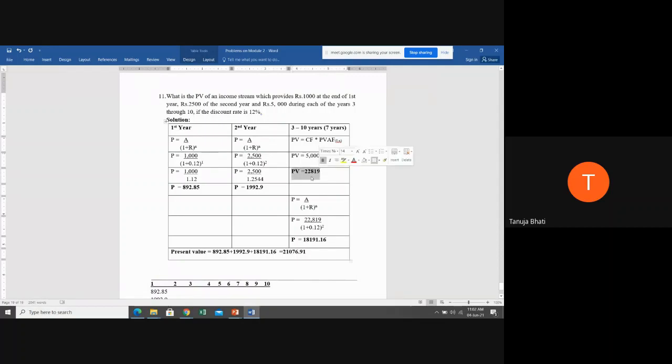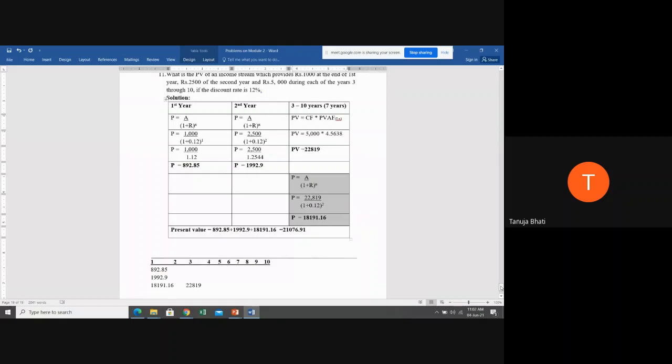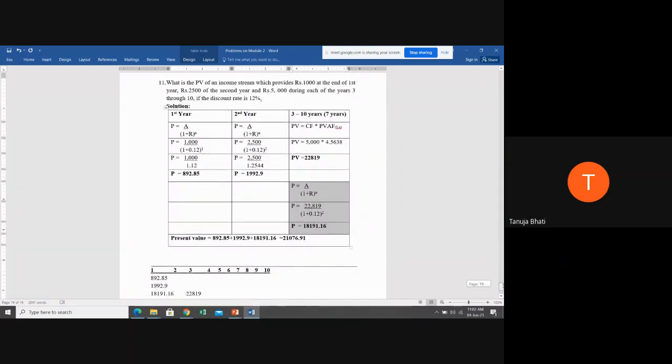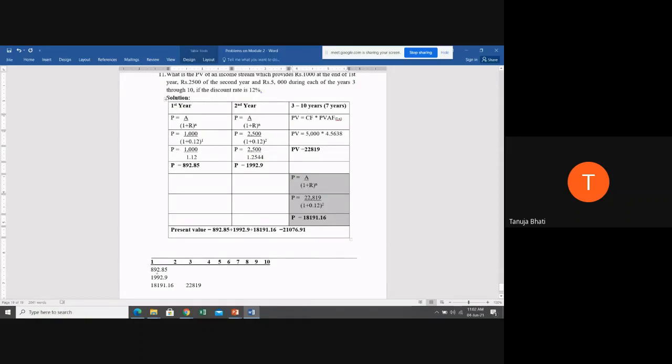Why did we not conclude the answer here itself? Why did we have to solve this particular step? Can anyone explain to me? Yes, students? Because we have to find out the present value, that is value as on today.